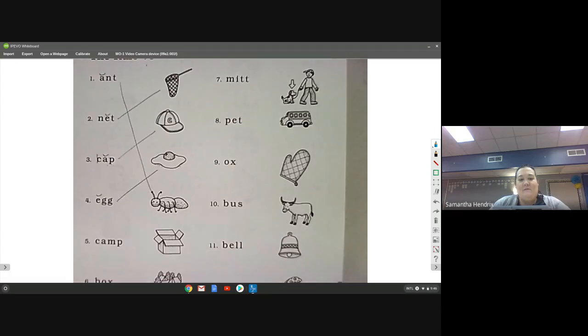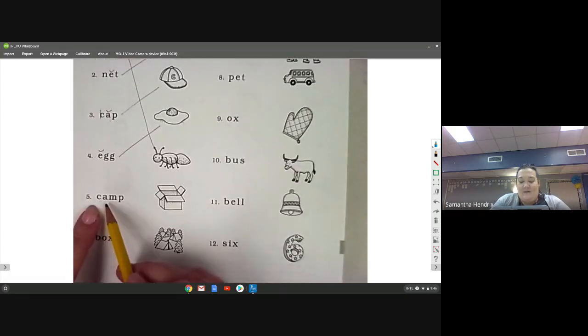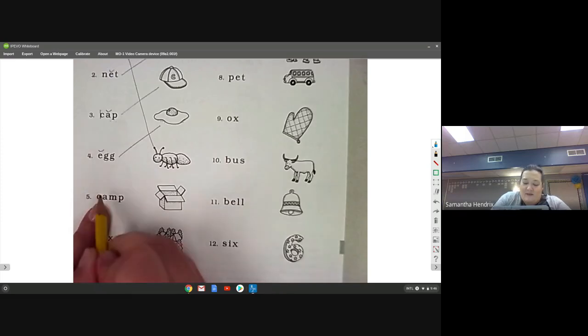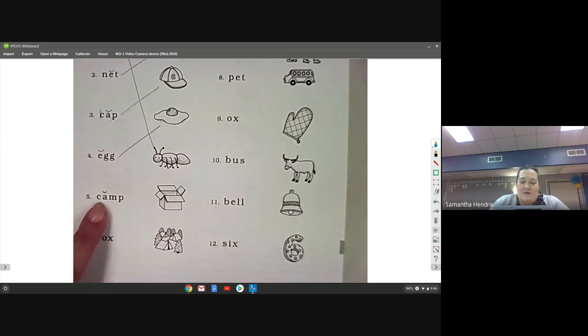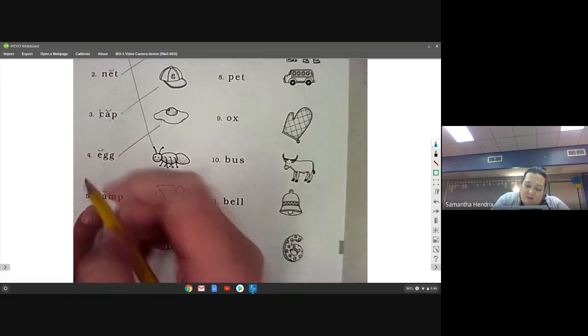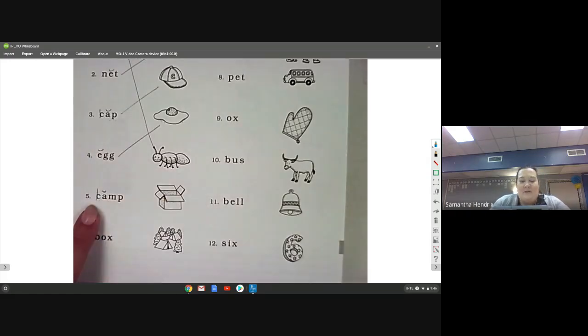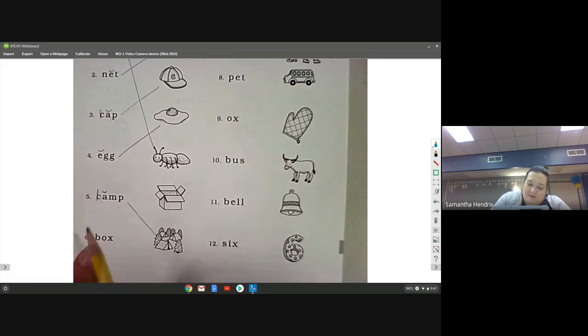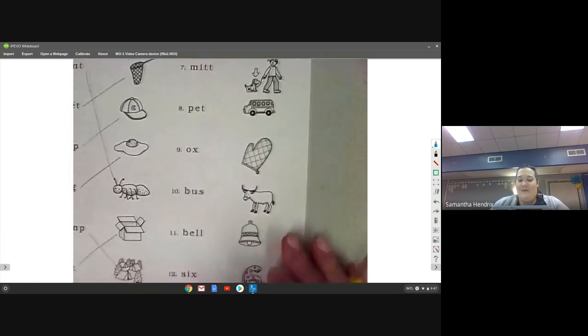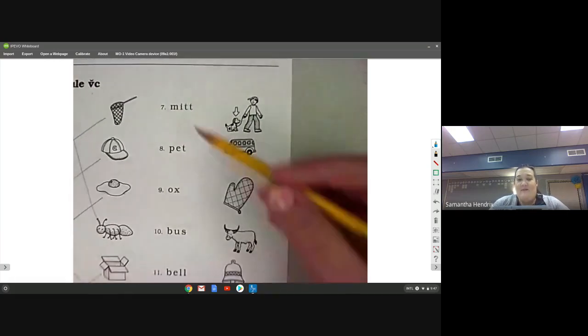Egg. Oh, here's my vowel followed by a consonant. So I know it's going to be a short sound. And we have k. So I've got to put my K back on there. Amp. Amp. Camp. That looks like a camp. Okay. Here's my vowel followed by a consonant. So code that O. Box. Box. Good.